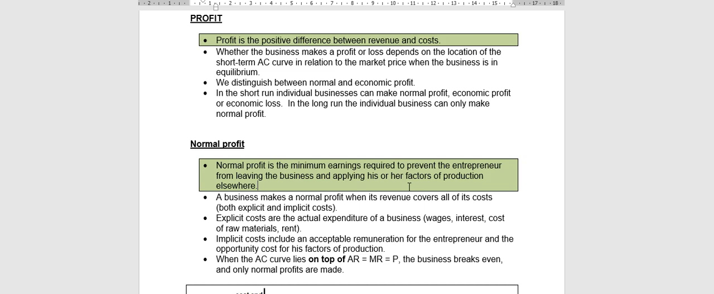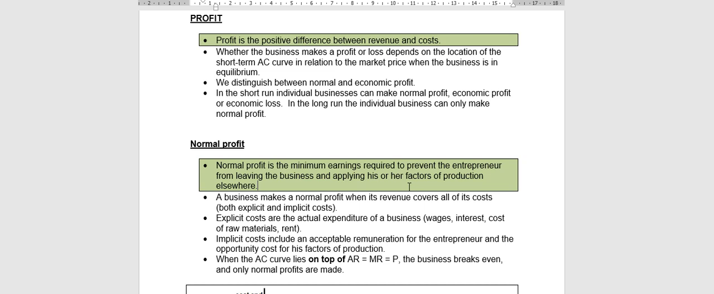But with those costs, we're referring to both explicit and implicit costs. Your explicit costs are the actual expenditures of the business. Things that they've actually paid, they've made an EFT, they wrote out a check. There is a source document that exists to prove the existence of this transaction. Explicit costs are things that he actually had to pay, like the wages and salaries of the workers, the interest on his loan, the cost of raw materials, the rent for his factory. Those are things that he really pays, and there will be a source document to prove it.